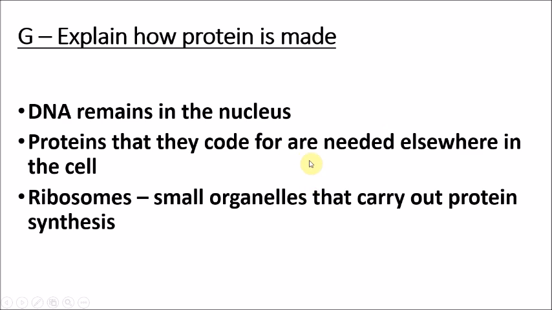Okay, objective G is to explain how protein is actually made. Now, DNA remains in the nucleus, and yes, it will make proteins there, but some proteins are needed elsewhere in the cell. So the DNA will have the code for it, but it's needed elsewhere. Luckily, the cell will have ribosomes. Now, ribosomes are involved in protein synthesis. They're tiny organelles dotted around the cell. So these guys can do it, but we have a problem because the DNA is so huge. How does it get its message of, "Can you make this protein?" to the ribosomes?